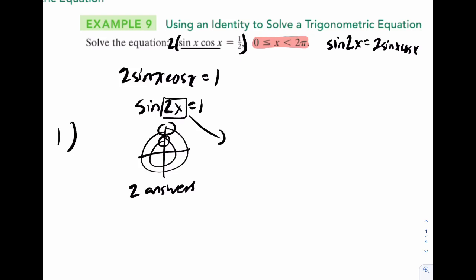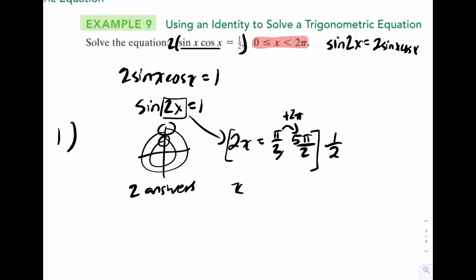We're going to grab this 2x. It is equal to those 2 answers we just found, which would be pi over 2. Add 2 pi. That's 5 pi over 2. And of course, remember that we are not done solving. We solve for 2x. So we're going to take this whole thing, multiply it by 1/2 to solve for x. So x should equal pi over 4 and 5 pi over 4. Final answer.